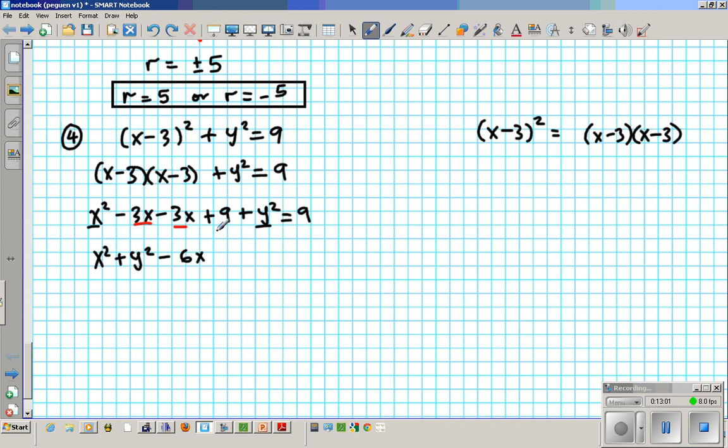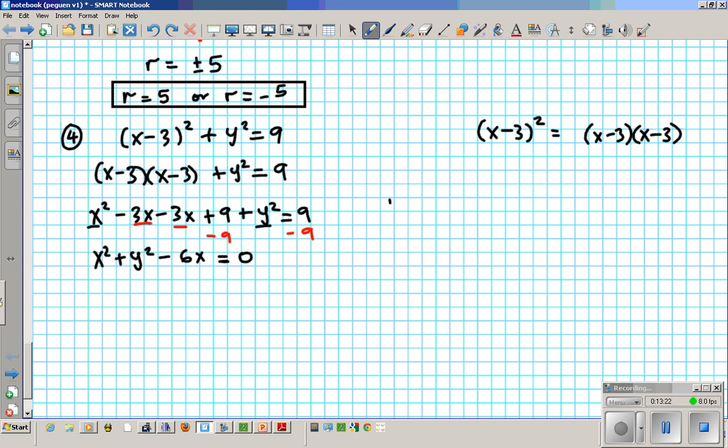-6x. And this 9 right here is a number. How about I move it over to the right side? So I'll move it over to the right side, subtract 9 from both sides, and that will give me equals 0. Okay? Alright, now, what can I do here? I now can start making my substitution.